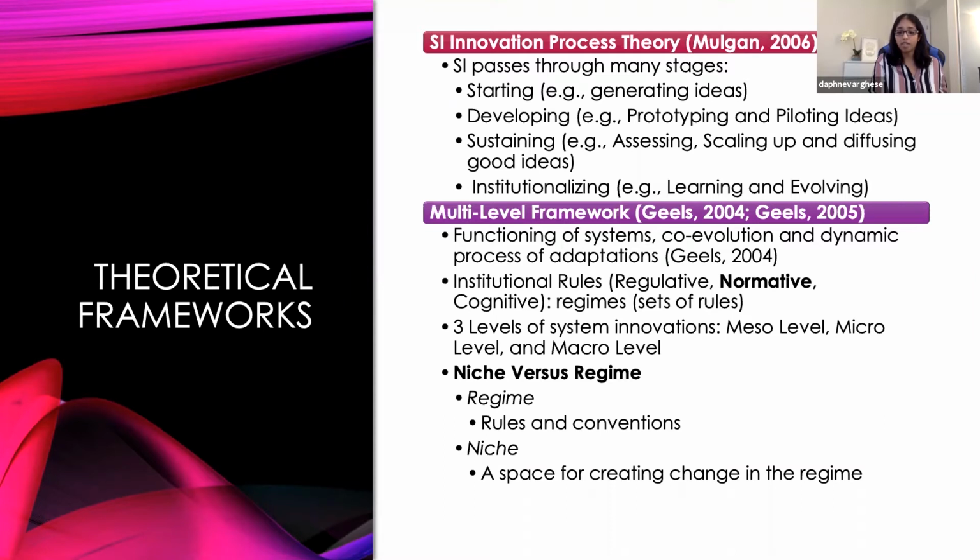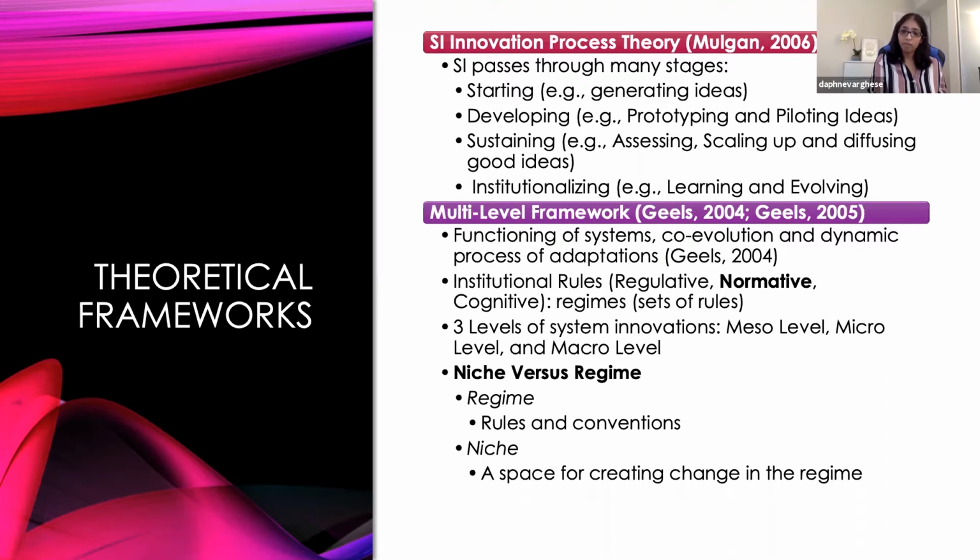In terms of SI process theory, Mulgan 2006 presents 4 stages. This includes starting, developing, sustaining, and institutionalizing. Starting an initiative refers to generating ideas to kickstart an initiative, and developing refers to testing and piloting those ideas. Sustaining refers to assessing what needs to be achieved to scale the initiative forward. And institutionalizing refers to the ways in which the initiative learns and evolves, and in this project, it also means connecting the initiative to the university. These processes serve as the basis for the codes used to code the data for this project.